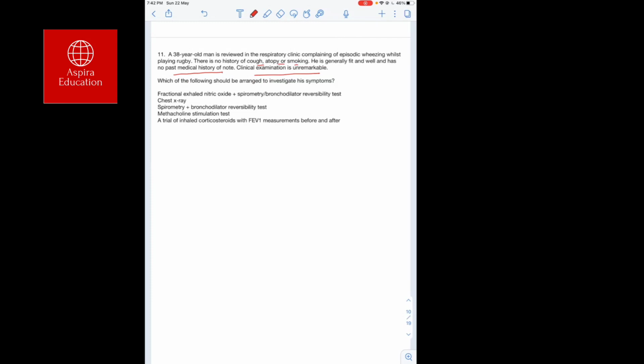Which of the following should be arranged to investigate his symptoms? We have FeNO and spirometry with bronchodilator reversibility, chest X-ray, spirometry with bronchodilator reversibility, methacholine stimulation, and a trial of corticosteroids with FEV1 measurements before and after. So basically nothing but the earlier way. So what do you think? Any idea?